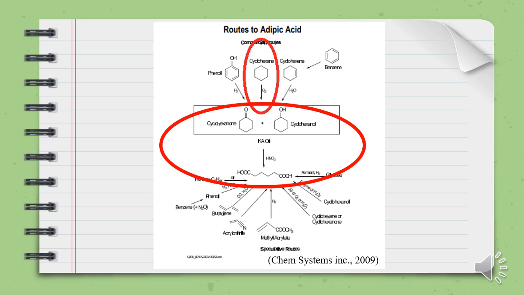It is well known that the production of adipic acid can be done through the catalytic oxidation of KA oil. This is the route that can lead to the production of adipic acid. For this discussion, the KA oil can be produced from the cobalt catalyzed oxidation of cyclohexane, as we can see from the picture.